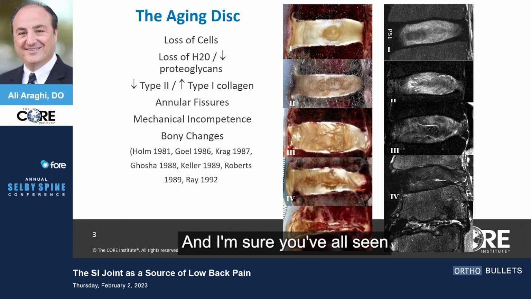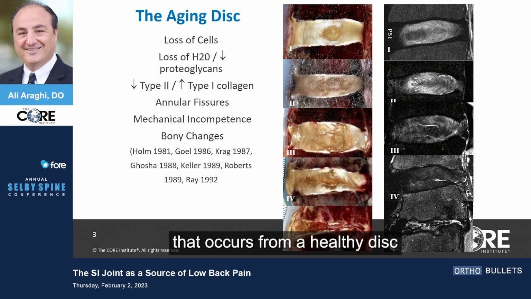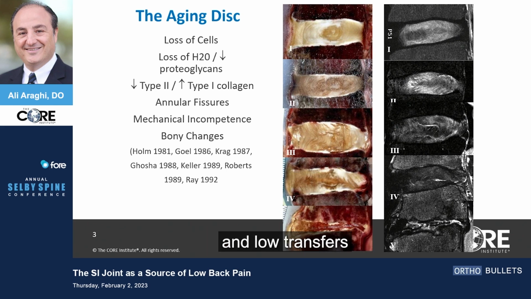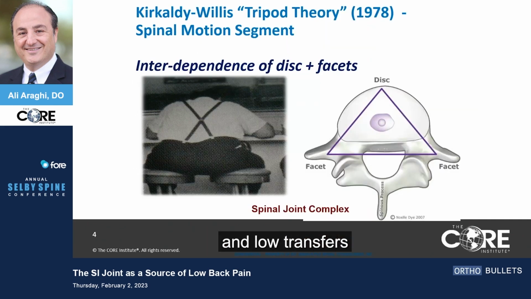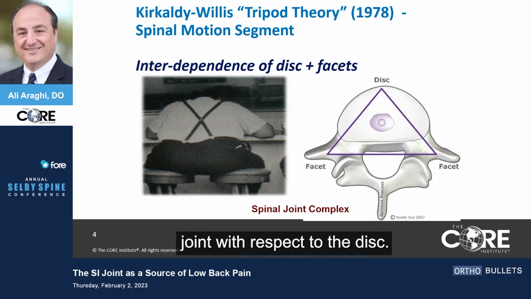And I'm sure you've all seen these slides as the degenerative cascade that occurs from a healthy disc going to the loss of H2O and then the change in the collagen fibers within the disc, and that leading to mechanical incompetence and load transfers and the interdependence of the facet joint with respect to the disc, and then being interrelated.